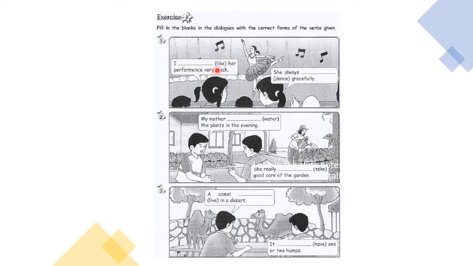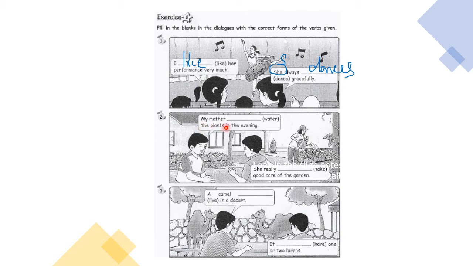Now, I like her performance very much. She always dances gracefully. So, like, dance. So, subject I is the special case I told you. So, what is the answer? Same. I like. She always dances gracefully. So, she, singular. What do you need to add? So, dances. Alright, next one.